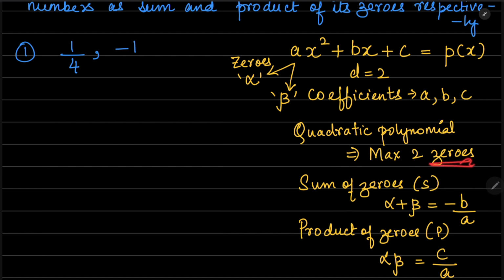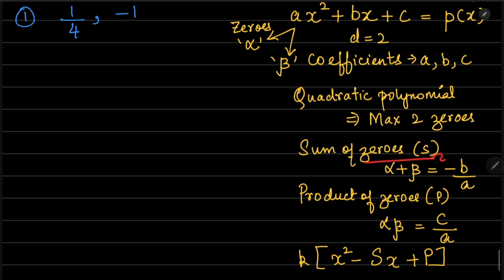What do you mean by zero? Zero means that value of x which will make p of x 0. Let us assume that alpha and beta are the zeros of this polynomial. If you know alpha and beta of some polynomial p of x, you can find the sum of the zeros using this formula: alpha plus beta is equal to minus b by a, where b and a are the coefficients. You can find the product of the zeros, c by a.